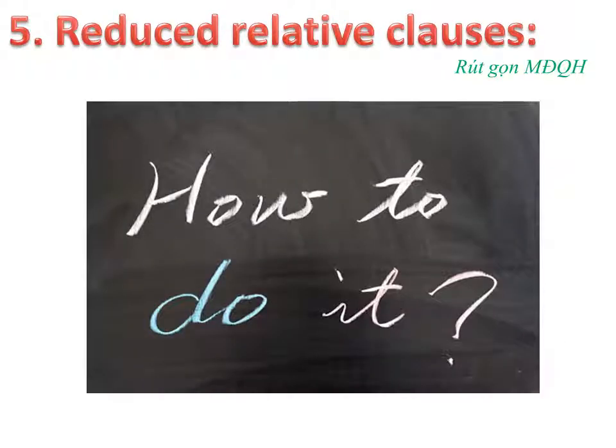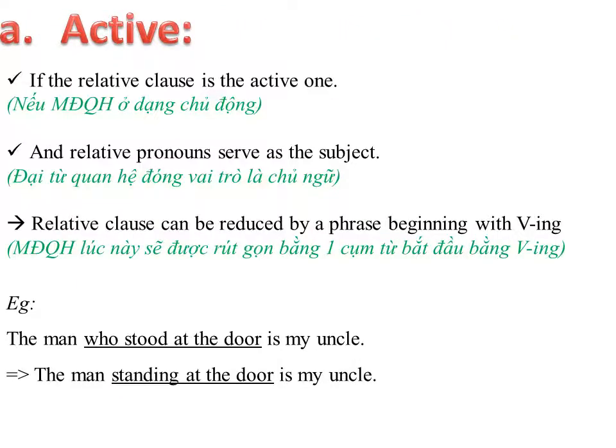Five. Reduced relative clauses. A. Active. If the relative clause is an active one, and the relative pronoun serves as the subject, the relative clause can be reduced by a phrase beginning with the present participle. Example. The man who stood at the door is my uncle. Equals: the man standing at the door is my uncle.